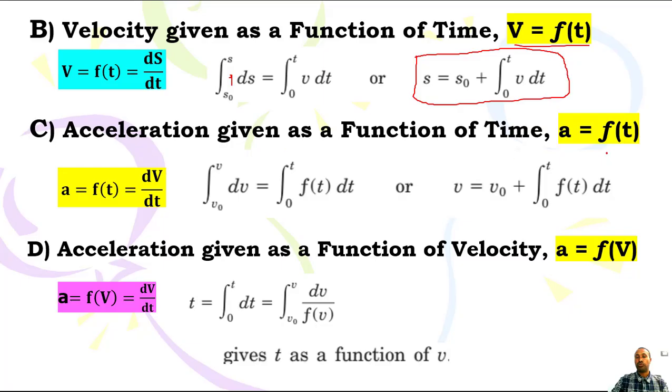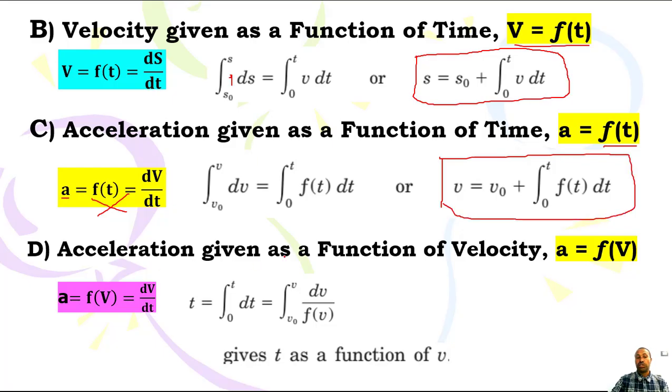Acceleration given as a function of time. Again, if you are given acceleration as a function of time, you simply have dv by dt, then you can just crisscross this one. Then with the acceleration function you have, velocity can be obtained. Clear? The velocity can be obtained using this equation.